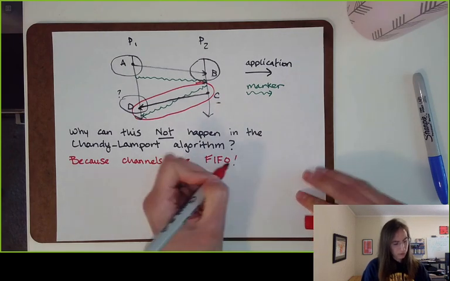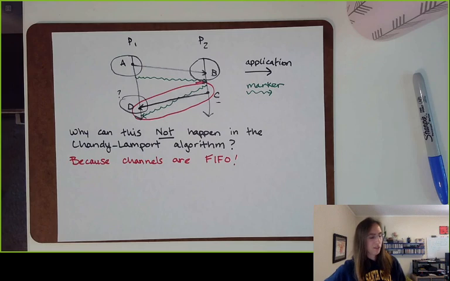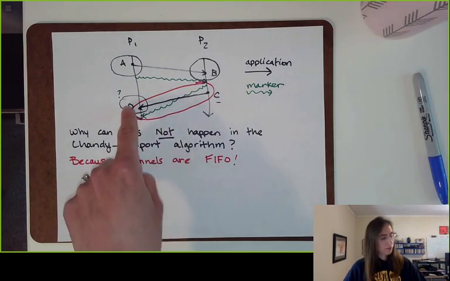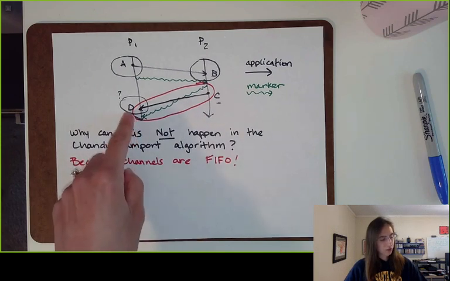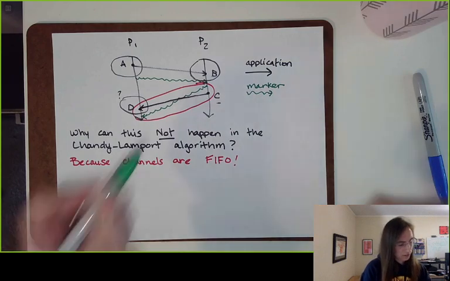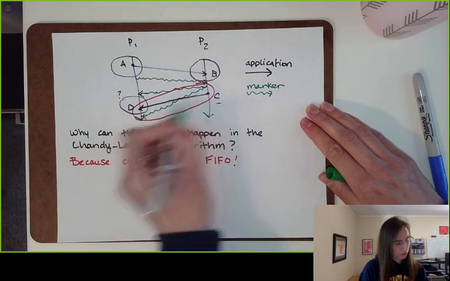So, great question. In fact, it's a question that I've used on exams before. So that's why we don't have to worry about accidentally recording D in the snapshot, because this marker message here must arrive before this message hits.